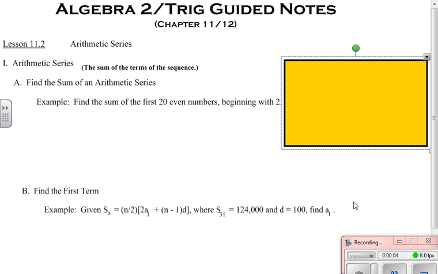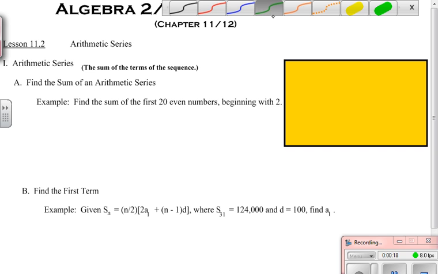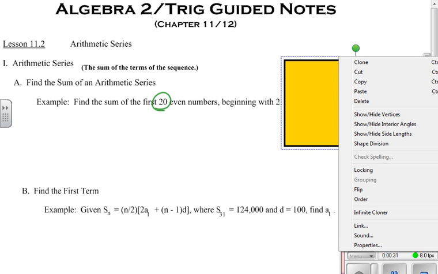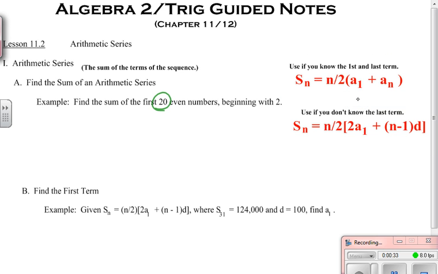11.2 is going to explore another element of arithmetic series, and that's called the sum. Sometimes we want to know the sum of all the items in a series, and to physically add the first 20 even numbers would be rather time consuming. And so we have a couple of very important formulas. And these are formulas you should include in your cheat sheet.